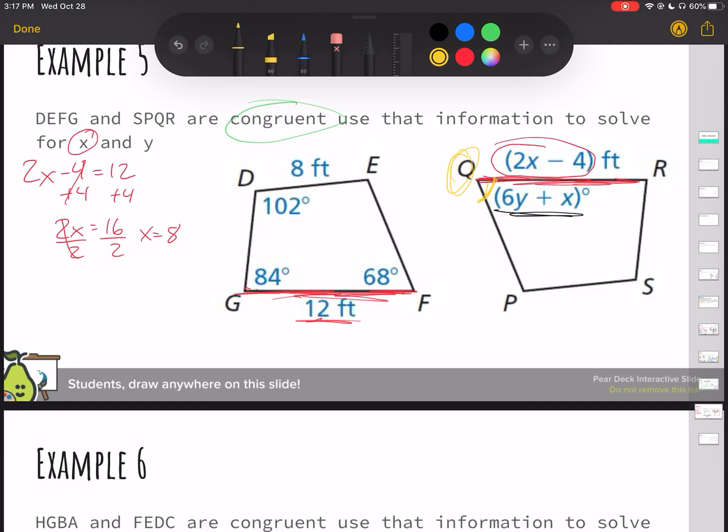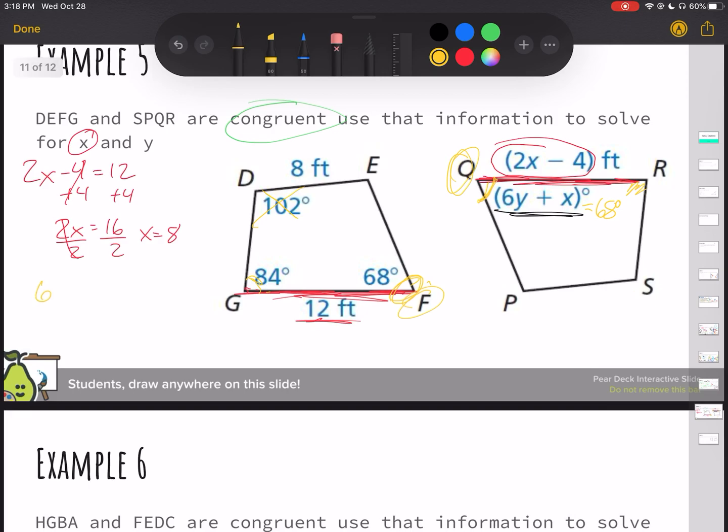Okay, the other thing I know is it's attached to the side that I just used. Right, so right off the bat, I can eliminate 102 because it's not attached to the side, and then it looks like this angle right here is more similar to that angle than this angle is. So G would correspond to R, and F would correspond to Q. And so if F corresponds to Q, then 6y plus x should be equal to 68 degrees. And so I can go about solving.